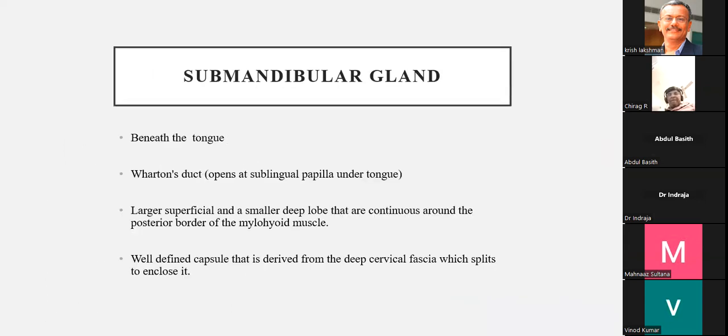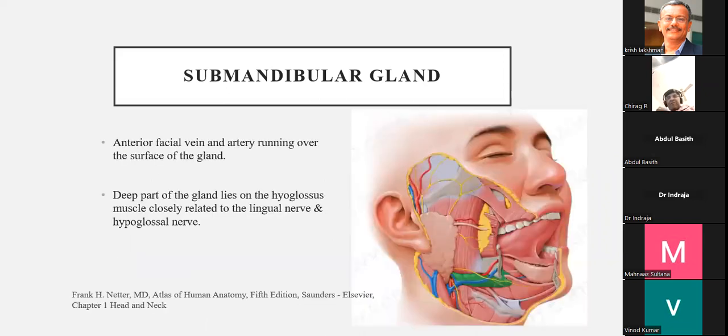Submandibular gland is present beneath the tongue. It has a large superficial lobe and a small deeper lobe that continues around the posterior part of the mylohyoid muscle, and it is enclosed by the deep cervical fascia, and it drains through the Wharton's duct. It opens near the sublingual papilla under the tongue. The anterior facial vein and artery run over the anterior surface of the gland, and the deeper part of the gland lies in close relation to the hypoglossal nerve and the lingual nerve.